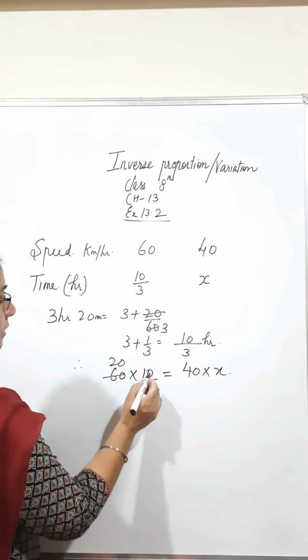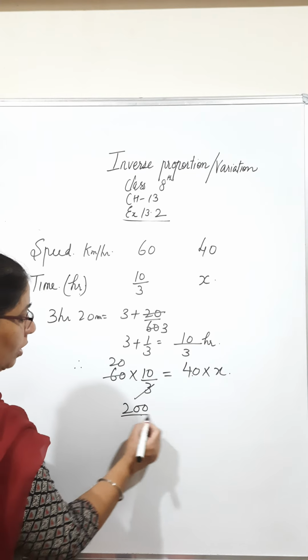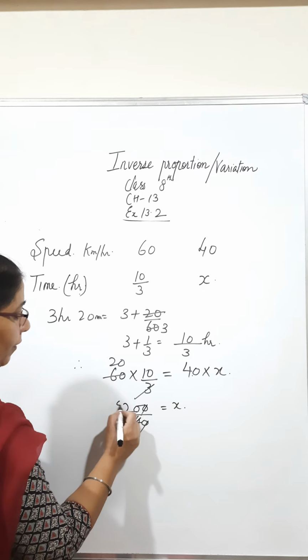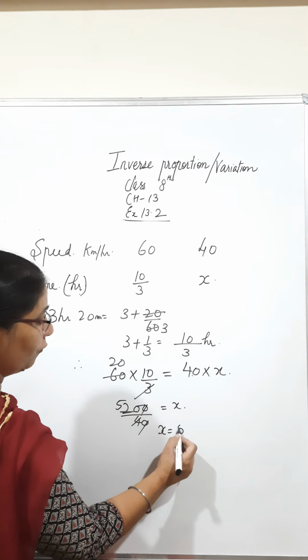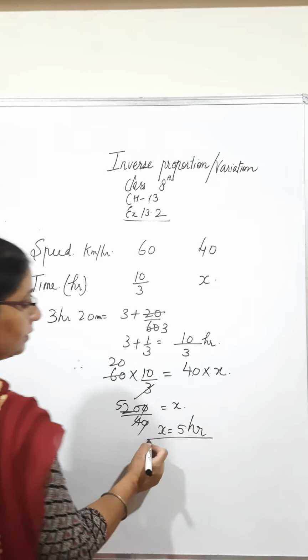3 20s are 60, 2 2s are 20, into 10 is 200. 200 divided by 40 is equal to x. 5 4s are 20, so x is equal to 5. 5 what? Hours. So 5 hours is the answer.